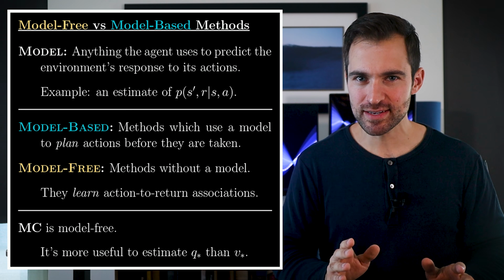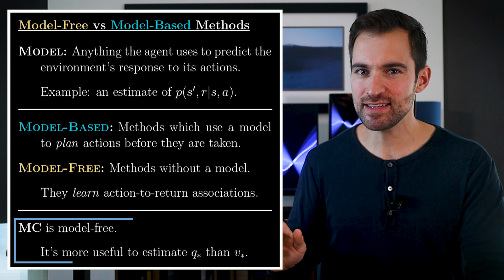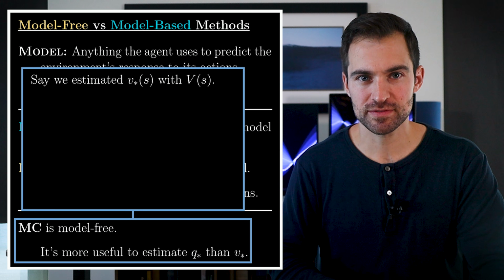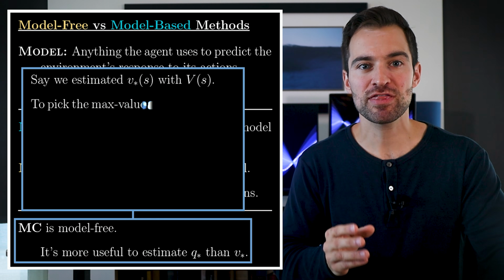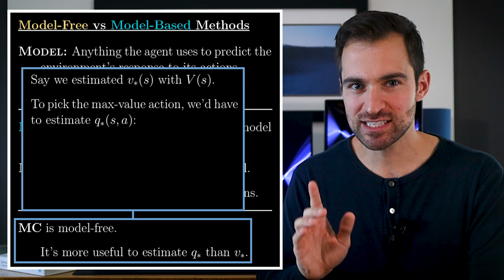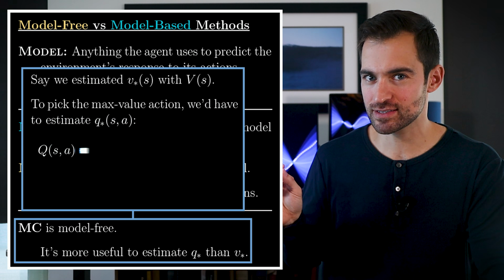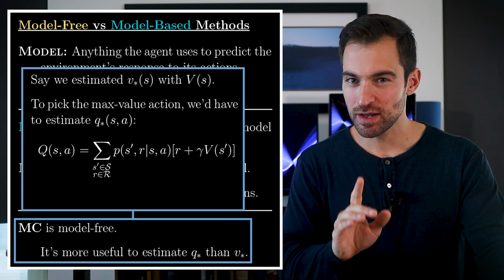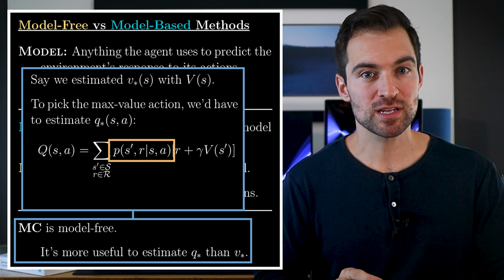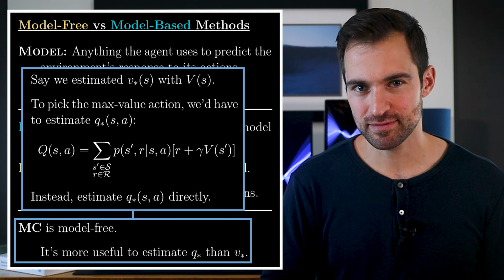Why, you may ask? Because we need a model to connect actions to states. To see this, say we did in fact estimate V, the state value function. In that case, if we'd like to pick the max value action, we'd still need to form our estimate of Q, since that's what's used to evaluate actions. That means we'd have to construct this. But here's the problem. Because it's model-free, we don't have this. So this means if we're going to have to construct an estimate to Q, we might as well estimate it directly.